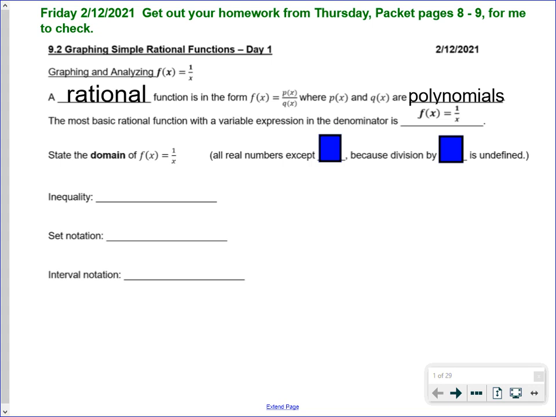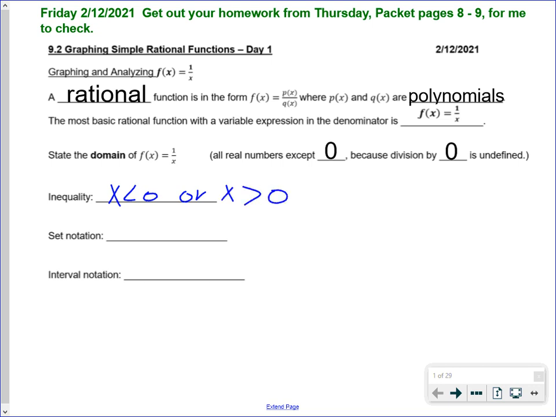So now we're going to look at the domain of f of x equals 1 over x. If we look at it, we can see that no matter what x value you put in, it's always going to work except for one x value, and that's 0. And 0 won't work in this function because if you plug in 0 for x, you get 1 over 0, and anything divided by 0 is undefined. It doesn't exist. So to write this as an inequality, that's going to be x is less than 0 or x is greater than 0.